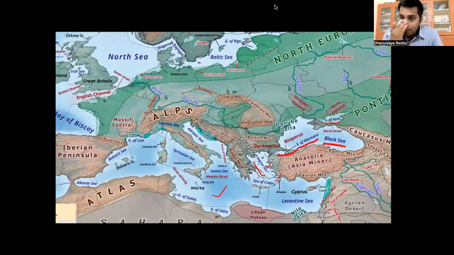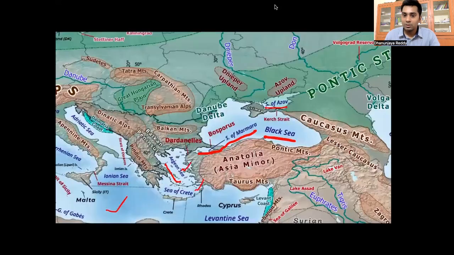Now what they can ask is the channels which are connecting these seas. We all know a small strip of narrow water body which connects two large water bodies is known as a strait, right? Now, Sea of Azov and Black Sea are connected by the Kerch Strait. This is very important, guys. Remember, Kerch Strait. Black Sea and Marmara are connected by the Bosphorus Strait. Marmara and Aegean Sea are connected by the Dardanelles. So there are 4 seas, 3 straits. First strait is Strait of Kerch, second is Bosphorus, third is Dardanelles.